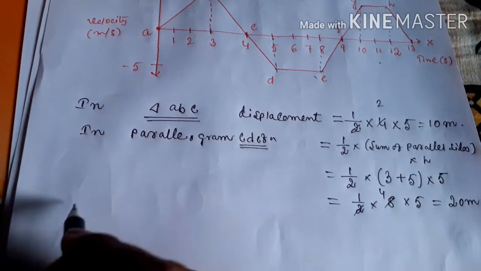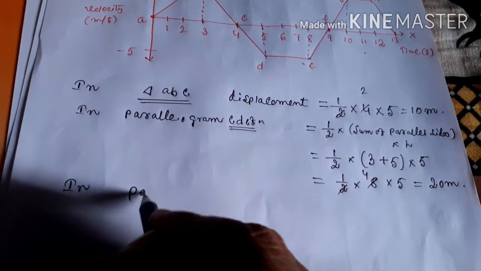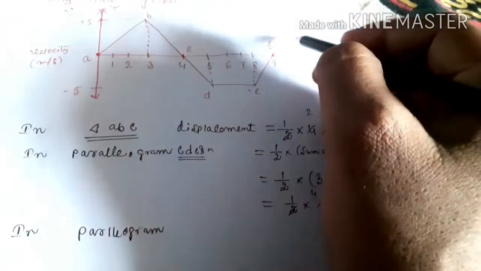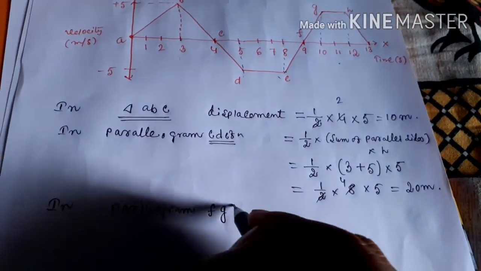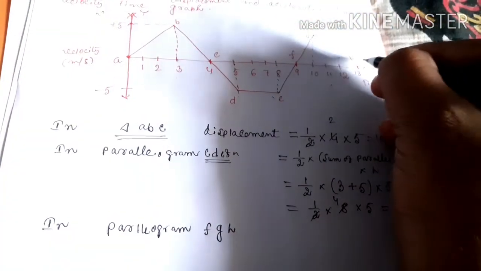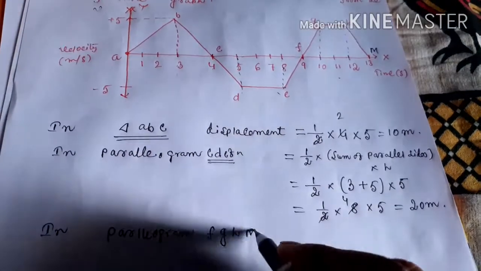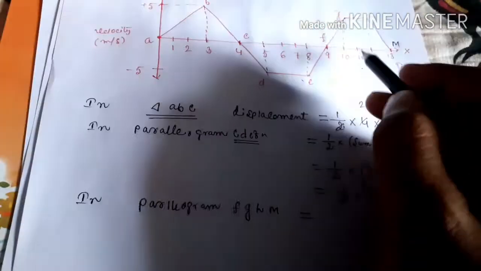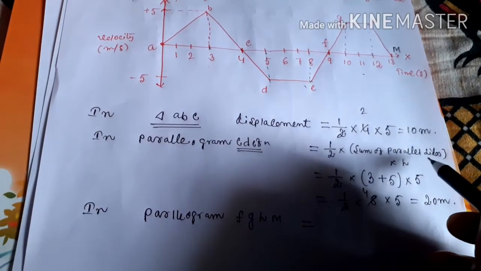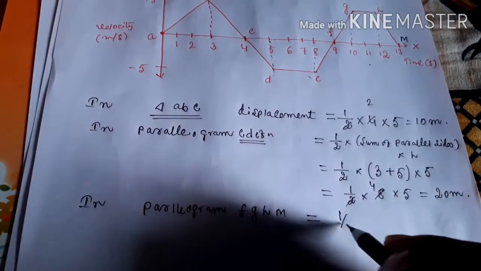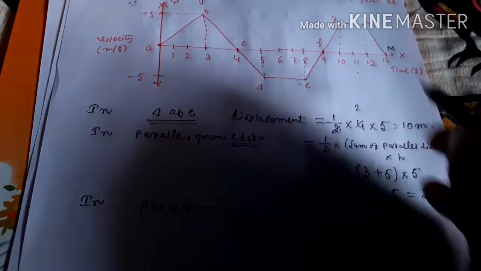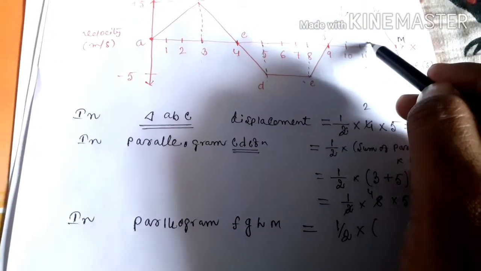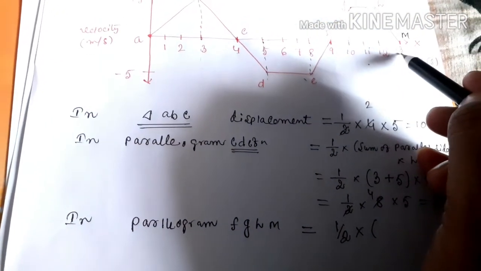Next one, in the parallelogram, this one, FGH, and if you give the name M to this one, then the displacement will be how much? Same formula: half into the sum of the parallel sides into height. The sum of the parallel sides means this one side and this one side. These two sides are parallel to each other.